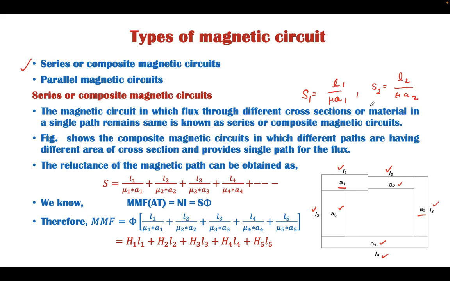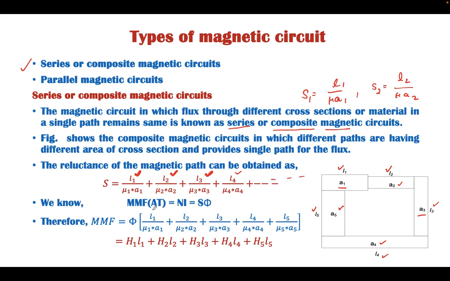Now, in this particular circuit, the magnetic circuit in which the flux through different cross-sectional areas or materials in a single path remains the same is known as a series or composite magnetic circuit. This is shown in this figure. Here there are five different magnetic materials, and corresponding to these five magnetic materials there are five different reluctances S1, S2, S3, S4 and so on.